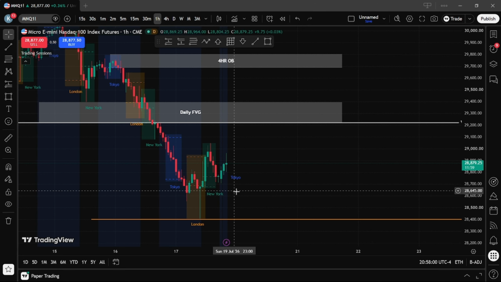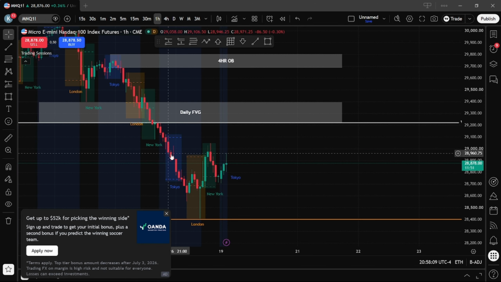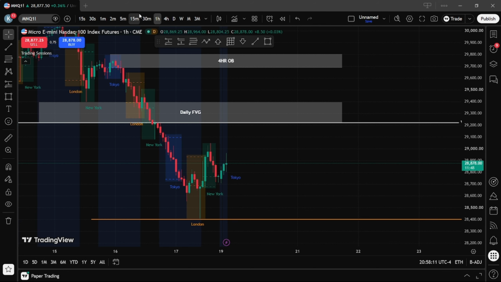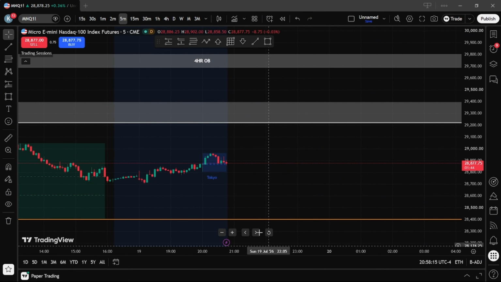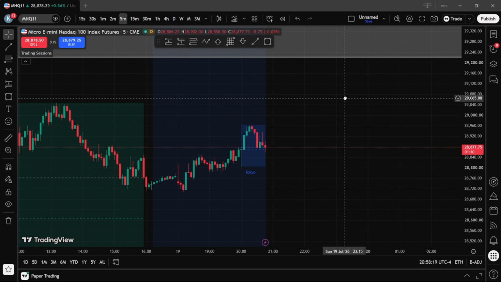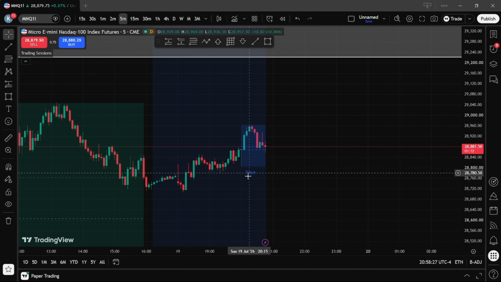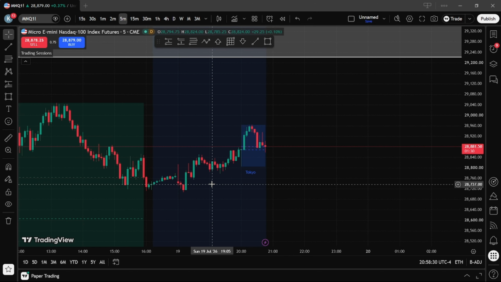This is the New York session. Usually Tokyo will either sweep the high or the low of the New York. I've been noticing, as you can see, New York swept entirely. But if we come here, see what price is doing. Price finished off in here. It's got this downward movement. So we'll see. We will see.